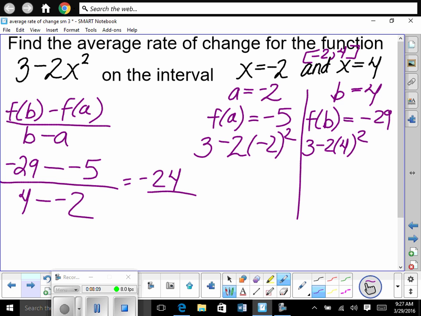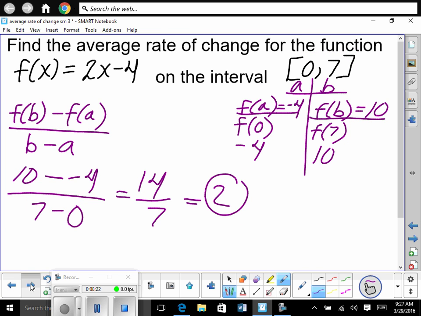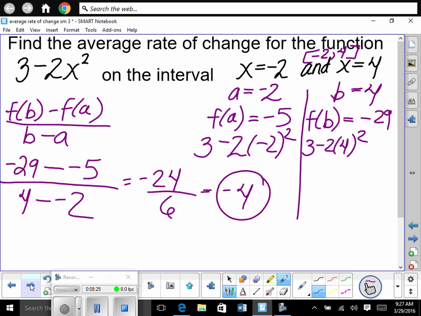And on bottom we have a 6, so that's negative 4. My average rate of change from negative 2 to 4 is negative 4. Okay. So my question for you is this, guys. So this is really important. Okay, so that means there was an average rate of change of negative 4.